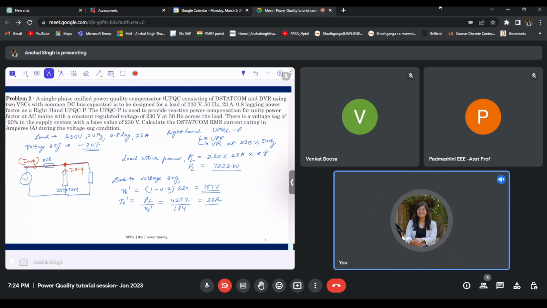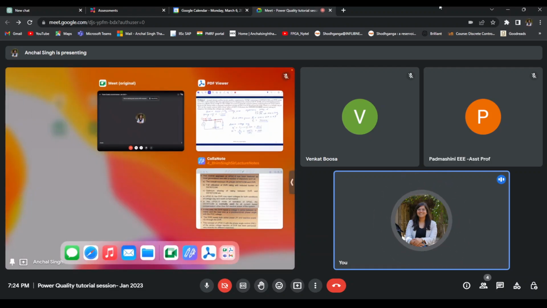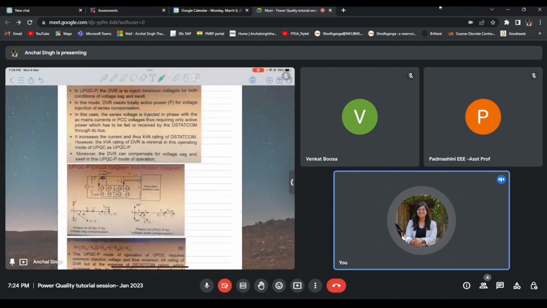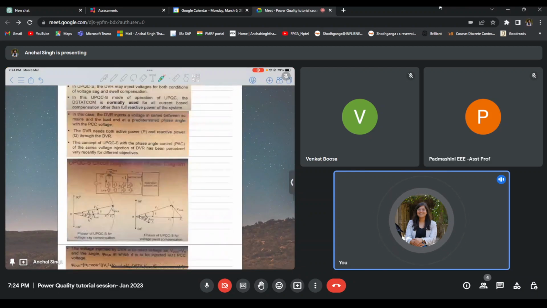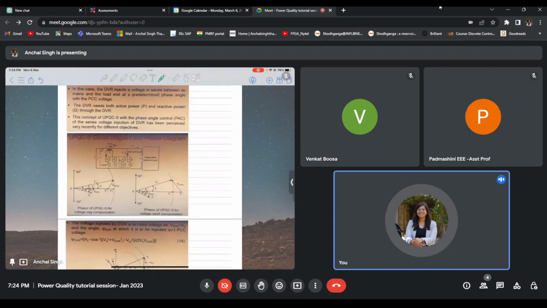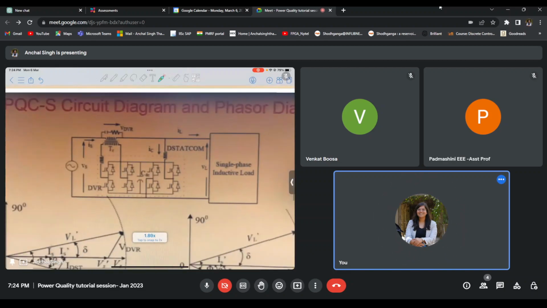When the DVR is taking care of voltage regulation, it is sharing some current. This is a representation only in the diagram that I have drawn, but in reality both of these are connected, right? They have a common DC link sharing. We are talking about single phase, right? So if you look at this circuit, this common DC link is shared. If my DVR is doing active compensation, then that current also impacts my D-STATCOM. They are not independent. So when I say UPQC-P, the active power that the UPQC is taking is also flowing through the D-STATCOM.